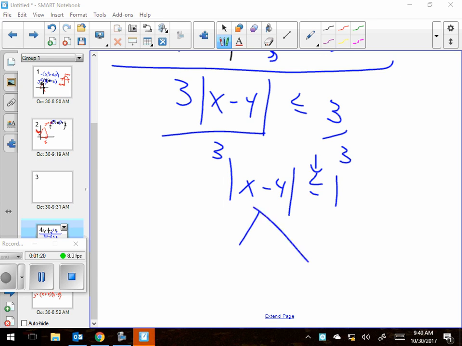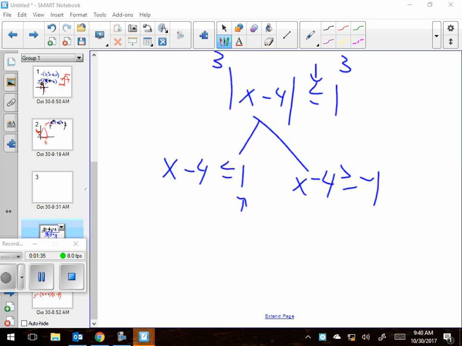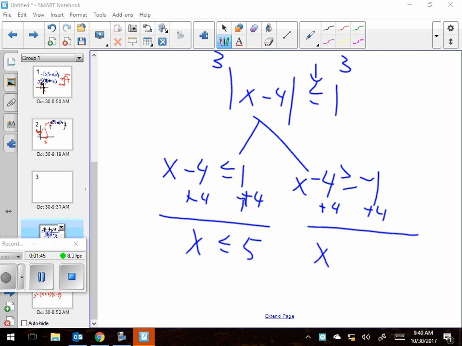Now I'm going to divide it into two parts. x minus 4 is less than or equal to 1. And x minus 4 is, because I'm changing this 1 to a negative 1, then I'm going to change the sign to greater than or equal to. Then I would add 4 to both sides of both equations. x less than or equal to 5. x greater than or equal to 3.